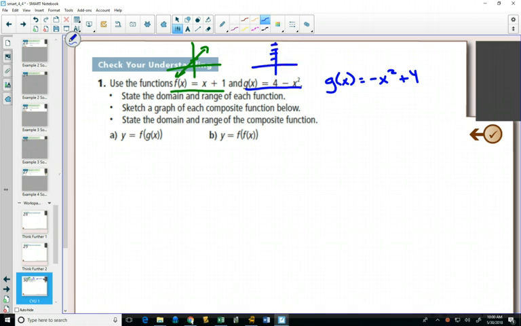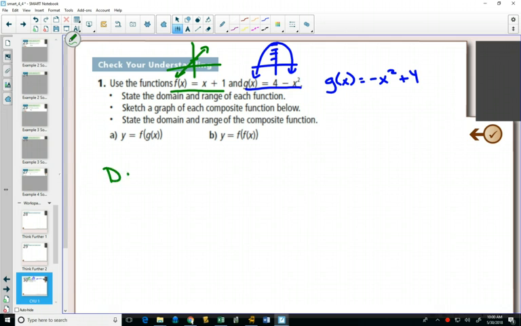1, 2, 3, 4, going down. So this year, we've gotten really good at graphing, so we have a picture of both those graphs. And it says in the first bullet, state the domain and range of each of those functions.